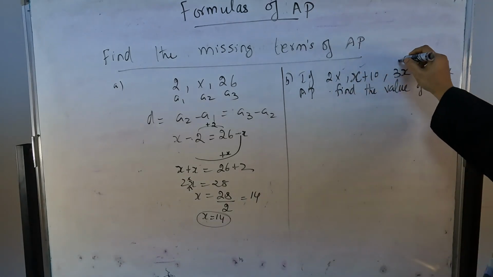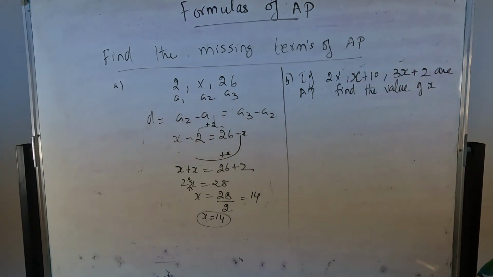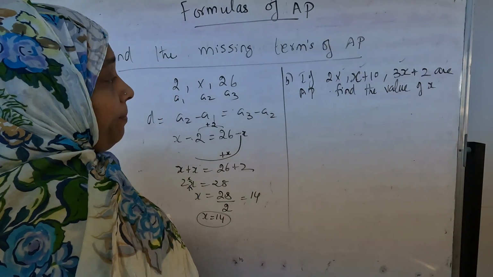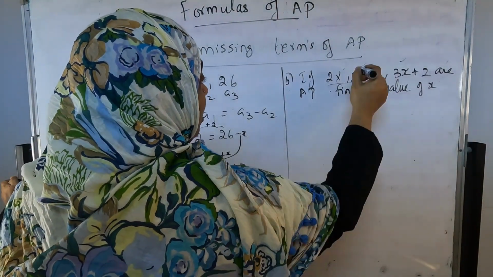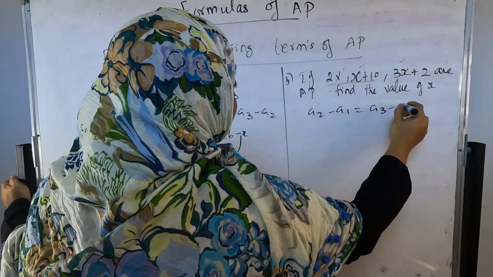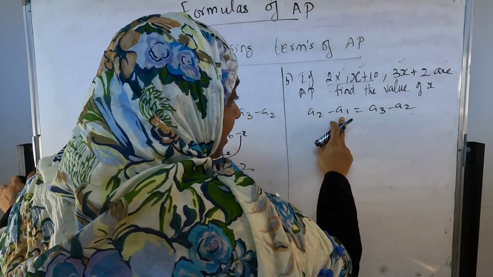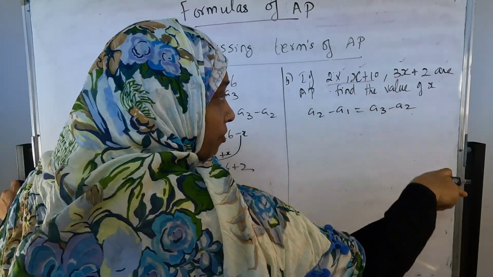See, only 3 terms are there, and the values are missing here. The x value is given there. So how to find it? Same. D only is going to help us. Take D. So D is what? A2 minus A1 equal to A3 minus A2. These are all D only. When you take this subtraction, D only will come. This subtraction, D only will produce.